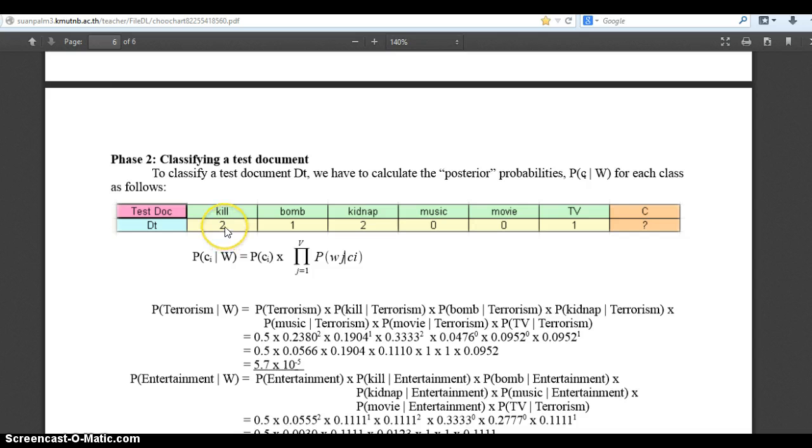And it makes sense because if you look at the features, you had 2 words in the whole document: kill, 1 word was bomb, 2 words were kidnap, and out of the entertainment features, you only had 1, and it was television. So obviously you can kind of assume that it was going to be classified as a terrorist document.